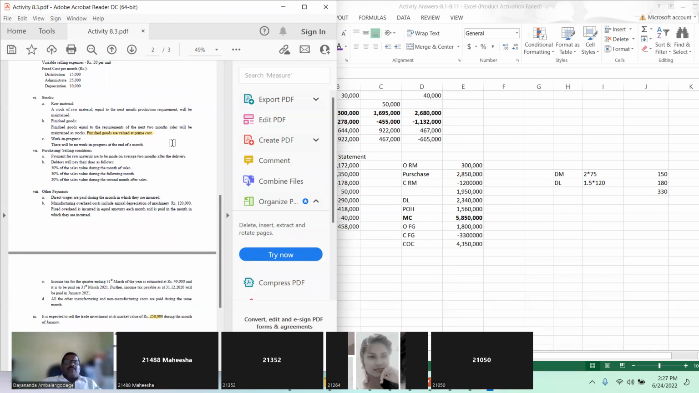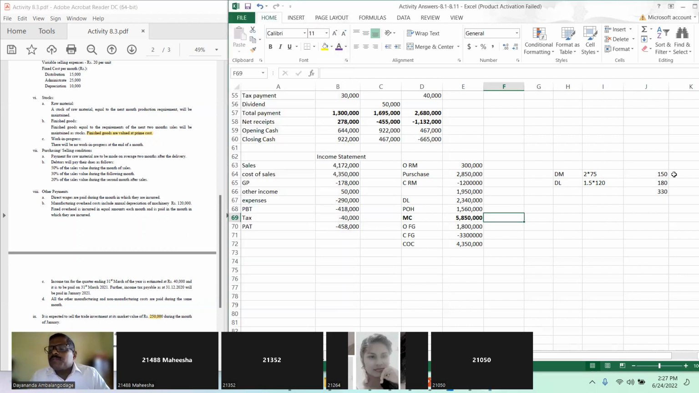You can use any method, but whatever method you use, you have to comply with the LKS too. But in this example, stock is valued at prime cost. So what I did was take the prime cost per unit: direct material 2 kg at 75 is 150, direct labor 1.5 hours, 120. I multiplied the closing stock of finished goods by 333.